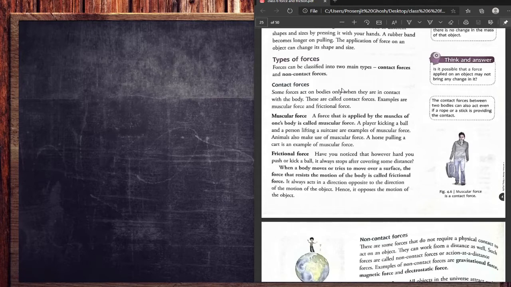So it is pretty obvious to you that those forces which are applied by contact or by touching are called contact forces, and those which don't have any kind of contact between two bodies but still apply some force are obviously non-contact forces. So you can write these two ideas. Now we are going to clarify what kind of forces are contact forces.